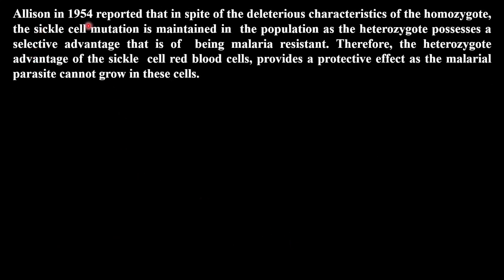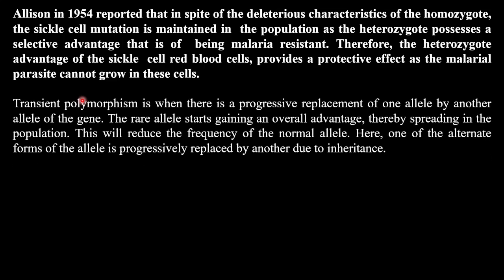Allison in 1954 reported that individuals which are heterozygous have the selective advantage of being malaria resistant, meaning they are resistant to the malaria parasite. Therefore, the heterozygote advantage of the sickle cell red blood cells provides a protective effect, as the malarial parasite cannot grow in these cells. So that is some sort of advantage. Now coming to the transient polymorphism.